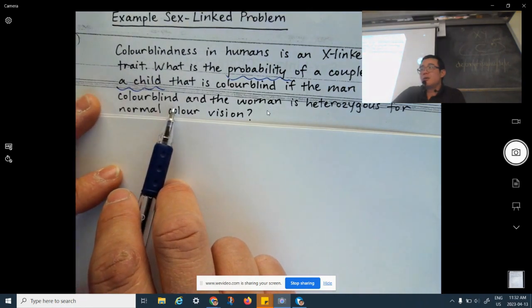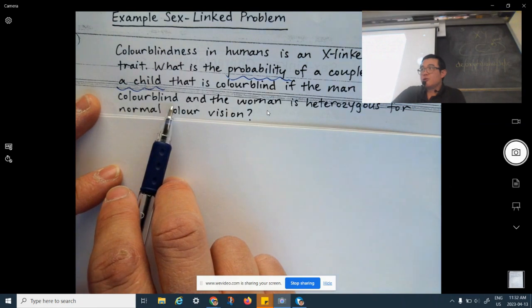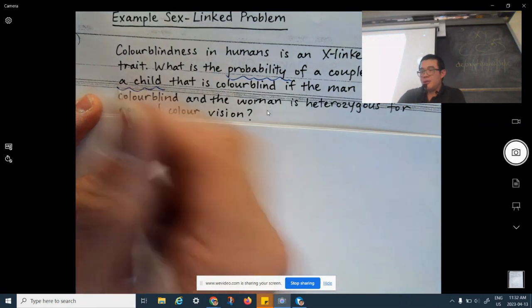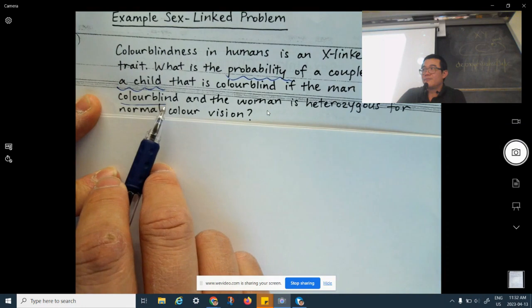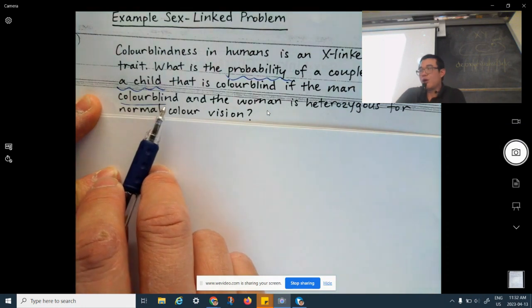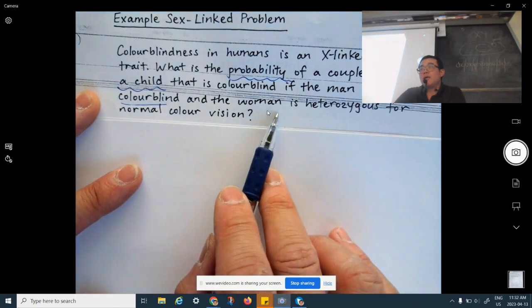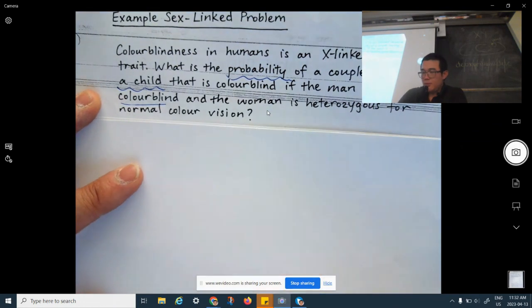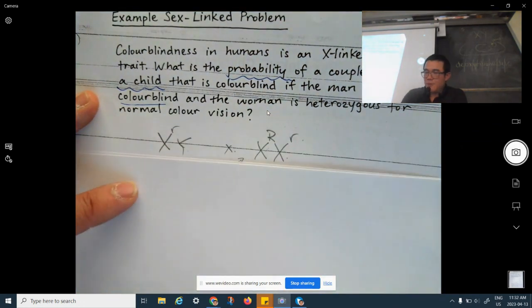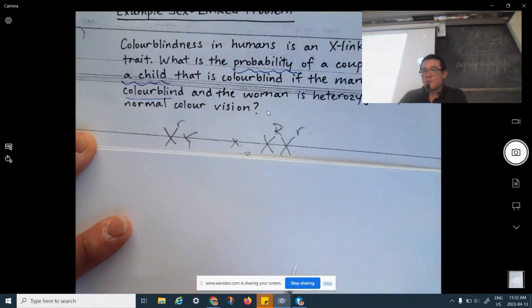Capital X with capital R, and then. Are you sure it's capital R? He has color blindness. Oh, sorry, lowercase r and just Y. Y. Good. And the woman would be XX with capital R and lowercase r. Okay, so that would be the situation, okay?